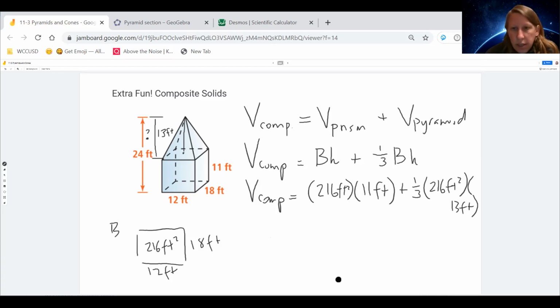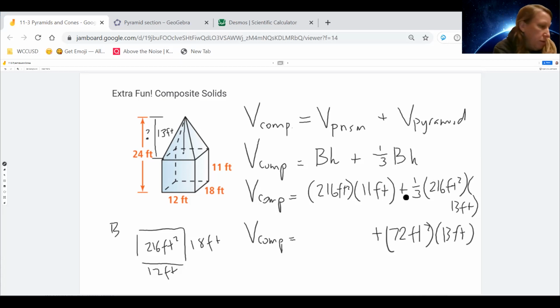And all of this is just calculation. So is it divisible by 3? It is, wow, they're so nice to us. So for the volume of the composite, I just did 216 divided by 3, and that was 72. 72 feet squared times 13 feet. And then I'm going to do 216 times 11, which is 2,376 feet cubed. So more than 2,000 feet cubes fit in here.